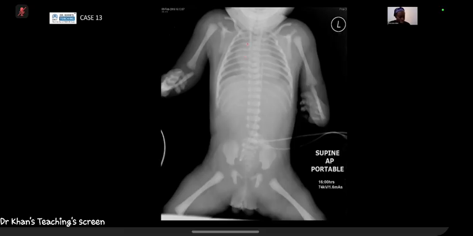So once you identify this on the chest radiograph, what else would you be looking for? So this is a different patient, who also has esophageal atresia. So once you've made this diagnosis on your chest radiograph, what else are you going to assess on the radiograph?